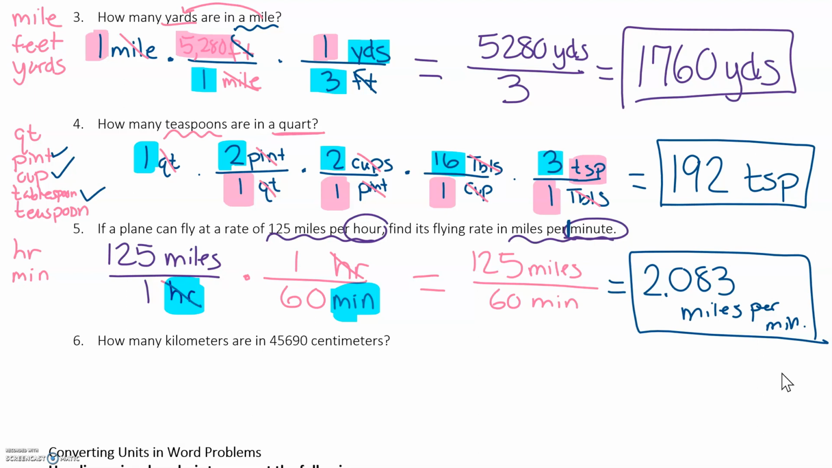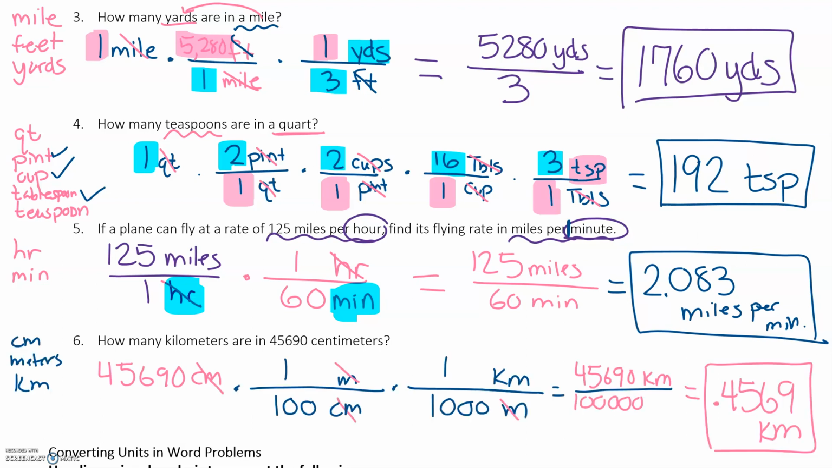All right, and number 6, how many kilometers are in 45,690 centimeters? So remember, what are we starting with here? We're starting with 45,690 centimeters, and we need to change to kilometers. So go ahead, pause the video here, try the problem, and then come back to the video.